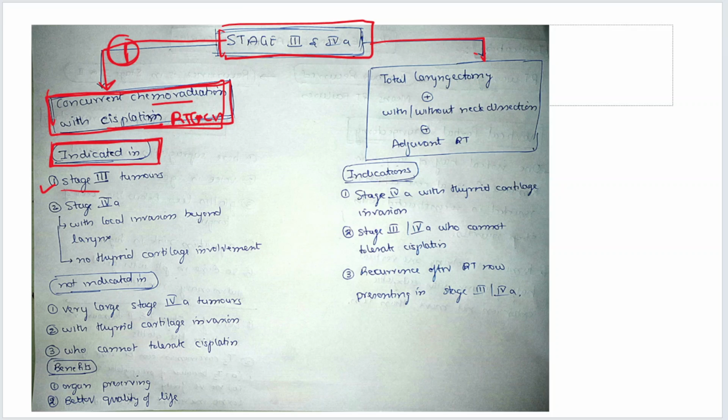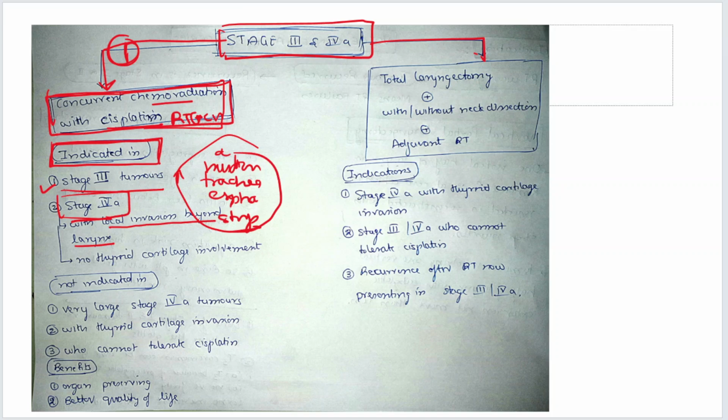All stage 3 tumors, you can take them up for concurrent chemoradiation. Stage 4A also, you can take them up if it is stage 4A because of local invasion beyond the larynx. That is, if the trachea is involved, you can take up this case. Esophagus is involved, you can take up this case. Strap muscles are involved, you can take up this case. Deep intrinsic muscles of the tongue are involved, you can take up this case. Local invasion beyond the larynx, you can take up this case.